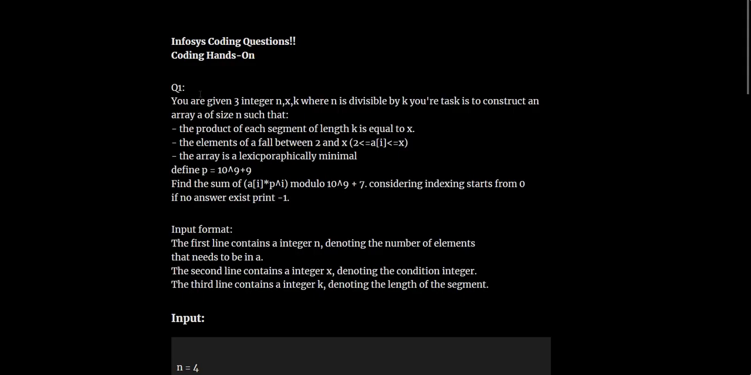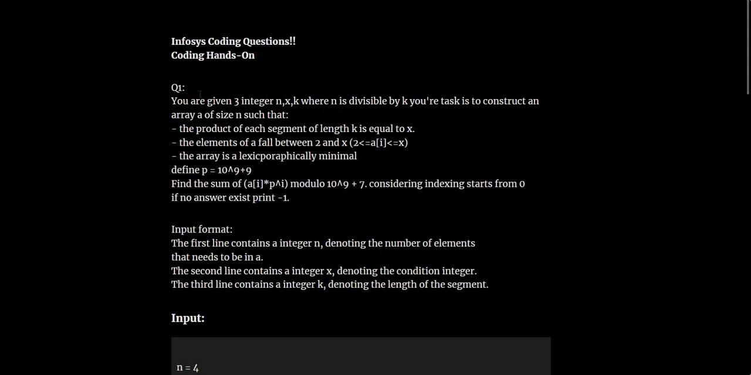So the first coding question: suppose you are given three integers, n, x and k, where n is divisible by k, and your task is to construct an array A of size n such that they have mentioned three conditions. The first is that the product of each segment of length k should be equal to x, and the second is that the elements should fall between 2 and x, and the array should be lexicographically minimal. So when you have two arrays, out of the two, you are supposed to consider the one which is lexicographically minimal.